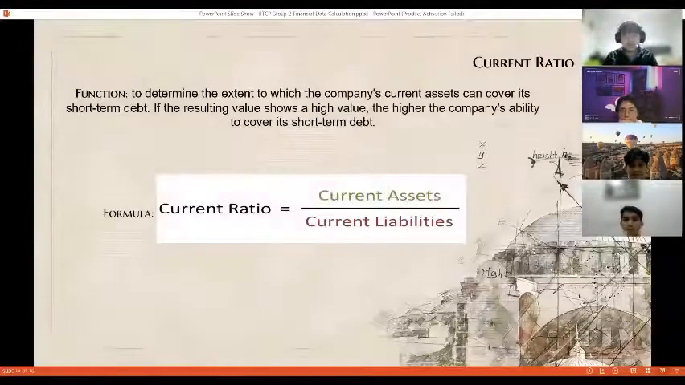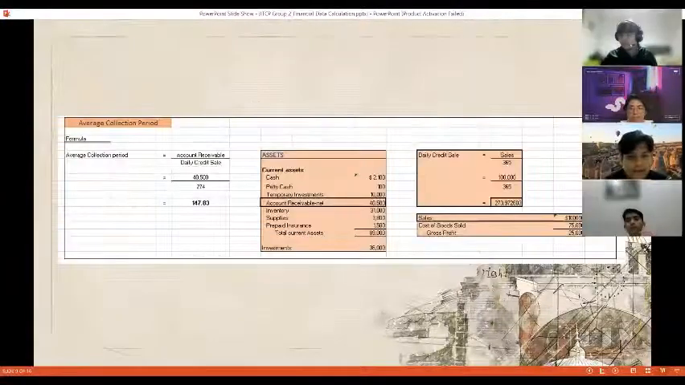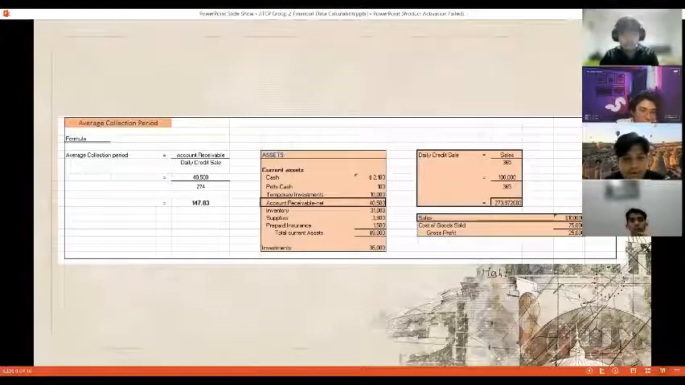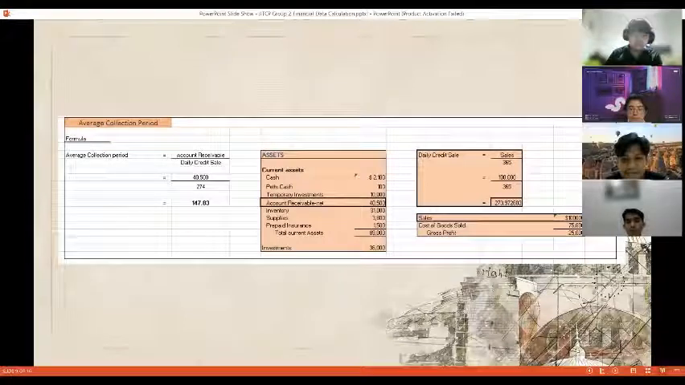The next formula is current ratio, which will be read by Daus. For example, account receivable, we get from the table on the side 40,000, 50,100 divided by daily credit sale 274, and we get 147.83.